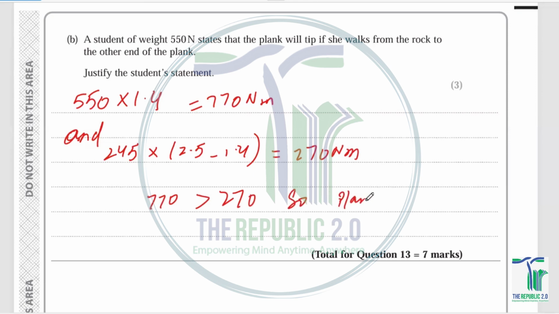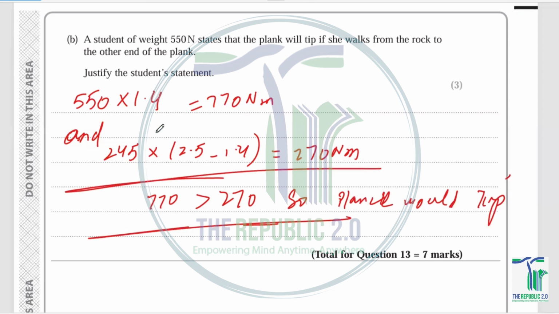The plank would tip, right? Based upon the conservation of the moments on both sides. Since the anti-clockwise moments are not equal to the clockwise moments, there is a very high probability that the plank would tip, right?